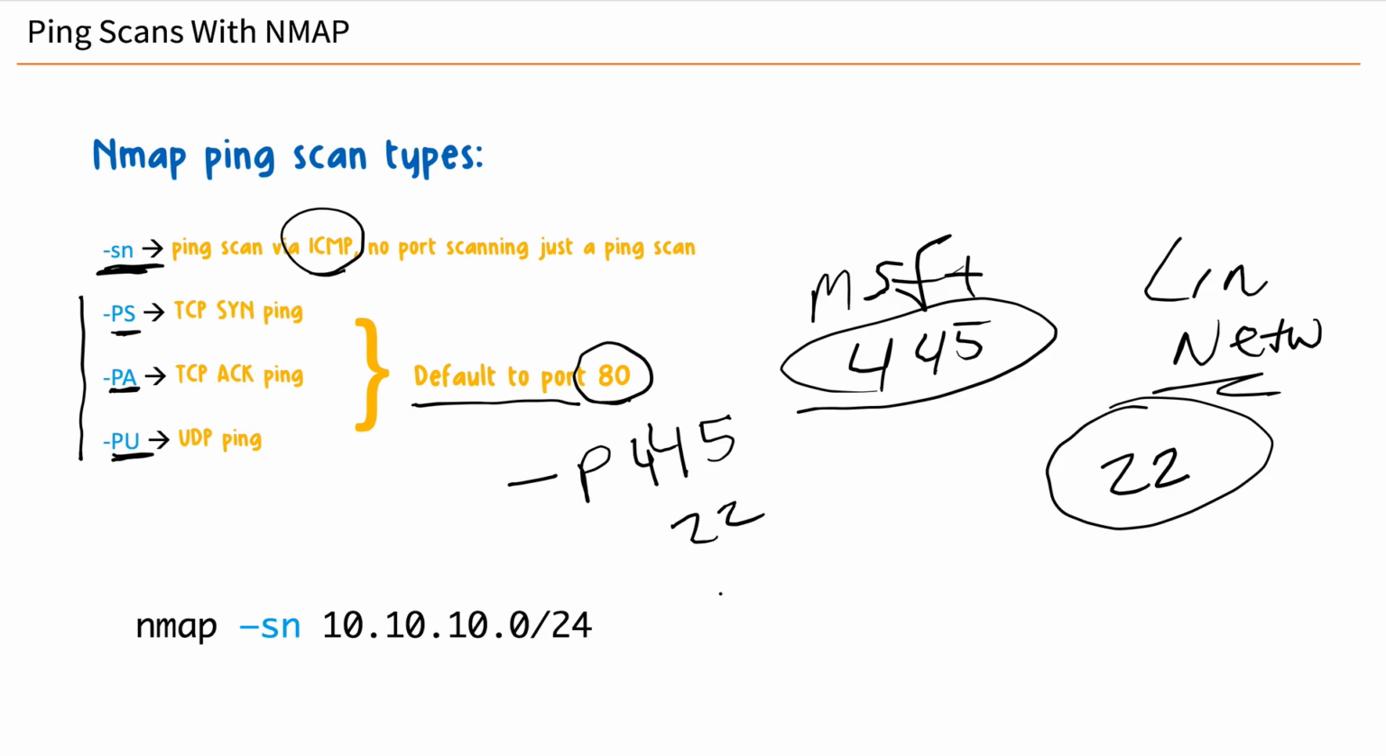Either way, these are some different ways to do ping scans across networks, especially when ICMP is not running or disabled or filtered out on your targets.